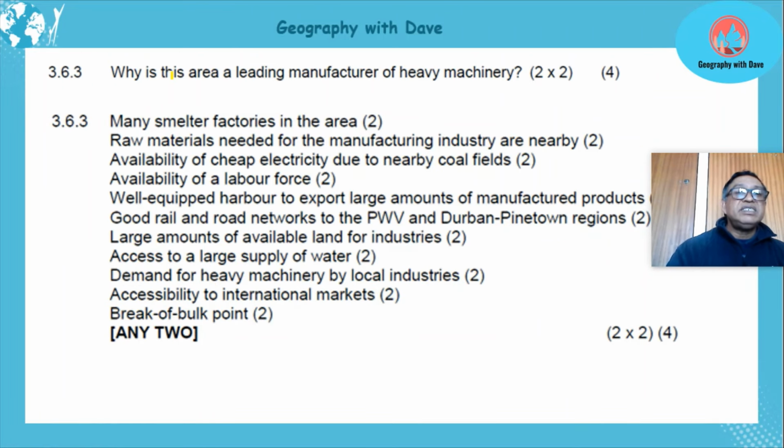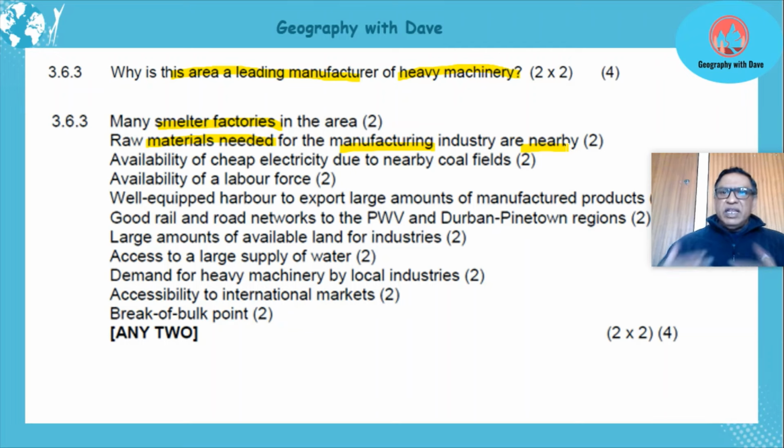Why is this area the leading manufacturer of heavy machinery? Richards Bay itself. Now, I want to show you something here, learners. Maybe you don't know. What would a heavy industry need? In this case, there are smelter factories melting the ore, etc. You say, I never did smelter. Now, let's look at it. Raw materials needed for manufacturing industry are nearby. Can you see it applies to the SDI? It's a factor.